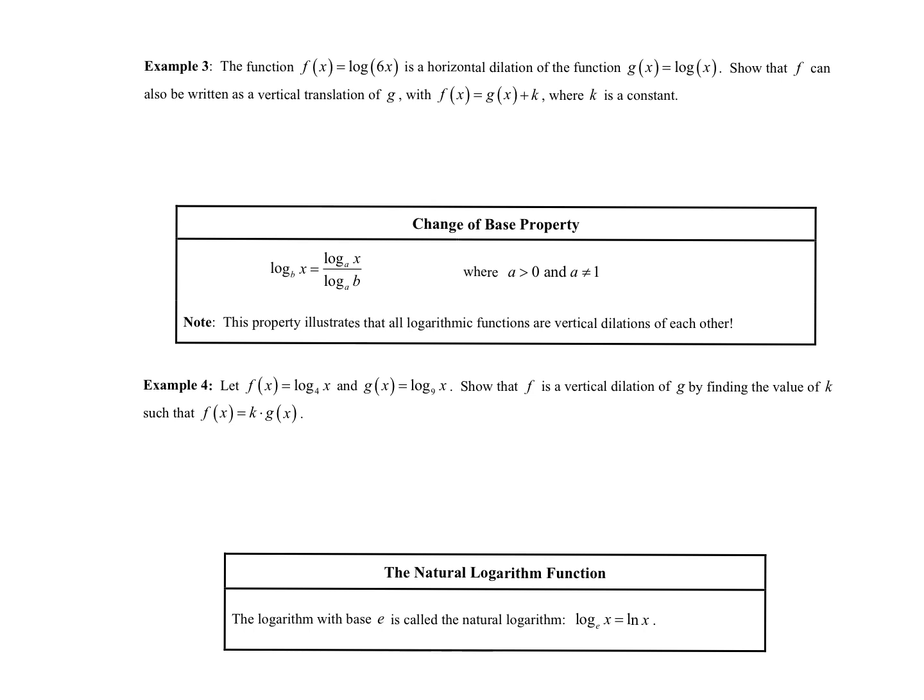Example 3. The function f of x equals log of 6x is a horizontal dilation to the function g of x equals log x. Show that f can be also written as a vertical translation of g with f of x equals g of x plus k, where k is constant.